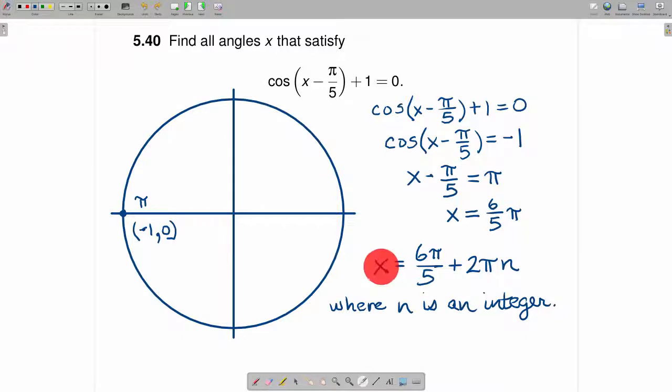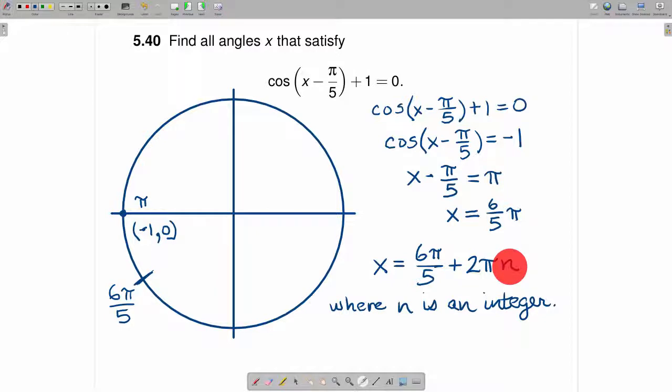And so where are all of these solutions? Well, when n is equal to 0, you get the solution 6 pi over 5, and 6 pi over 5 is just slightly larger than pi. So if you start right here, this far around the winding function is pi. If you go a little bit further, you'll get this point right here, and that is 6 pi divided by 5. Well, that's when n is equal to 0.